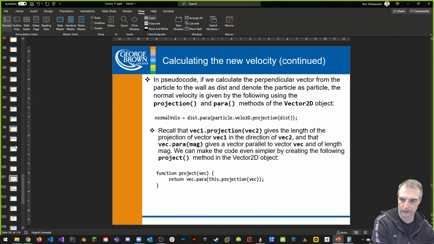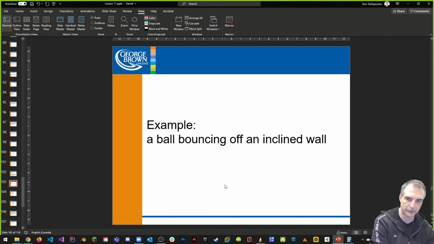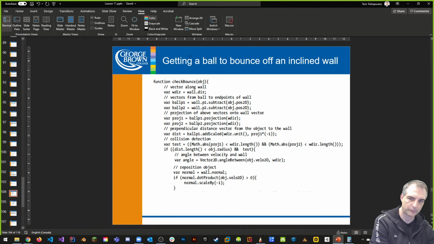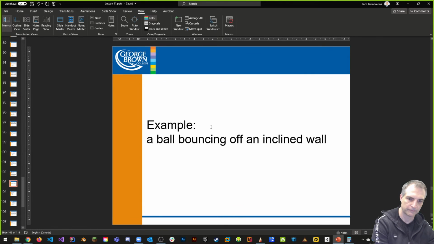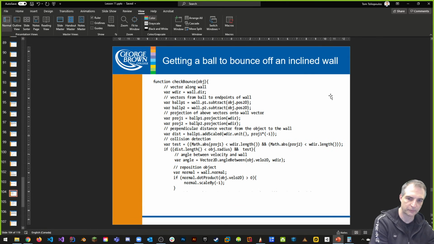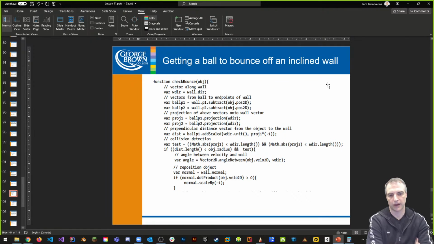Basically, that's what the rest of this says. I'm not going to go into too much detail, but it gives you a bit of a check bounce equation with pseudocode. And this is the check bounce equation for your incline wall.